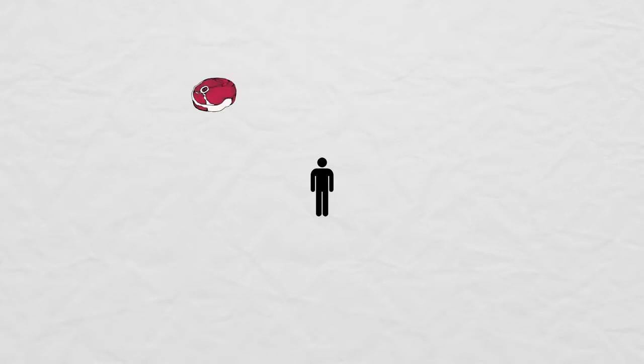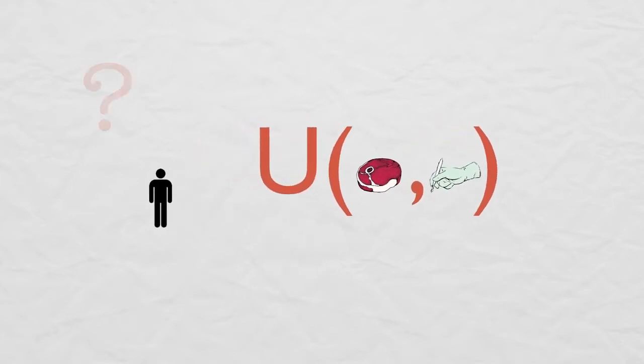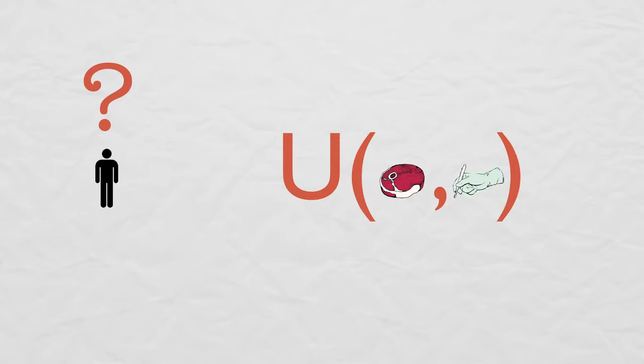Carl can consume steaks and surgeries, and his utility is determined by what combination of those two commodities he consumes. In mathematical terms, his utility function is of two variables, steaks and surgeries. Now, if you've done some math, you might realize that Carl's utility function is going to be difficult to draw. We've got two independent variables, the amount of steaks and surgeries consumed, and one dependent variable, Carl's utility. That means that to draw this function, we need to draw it in 3D.